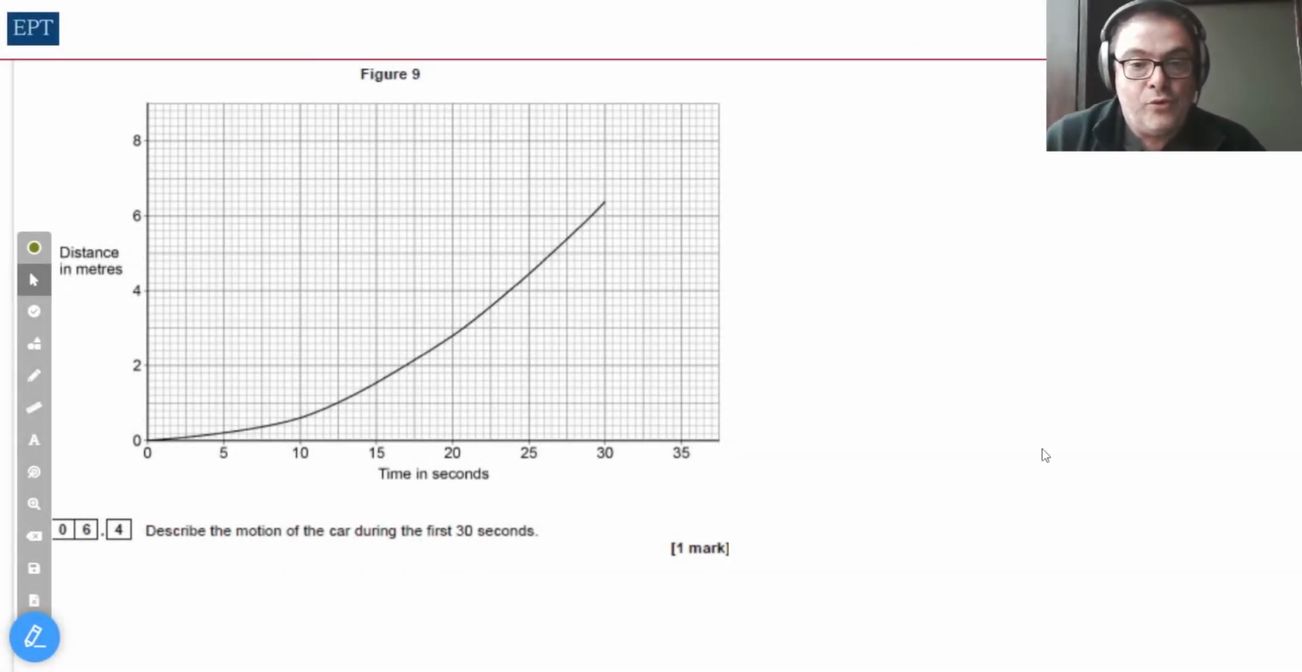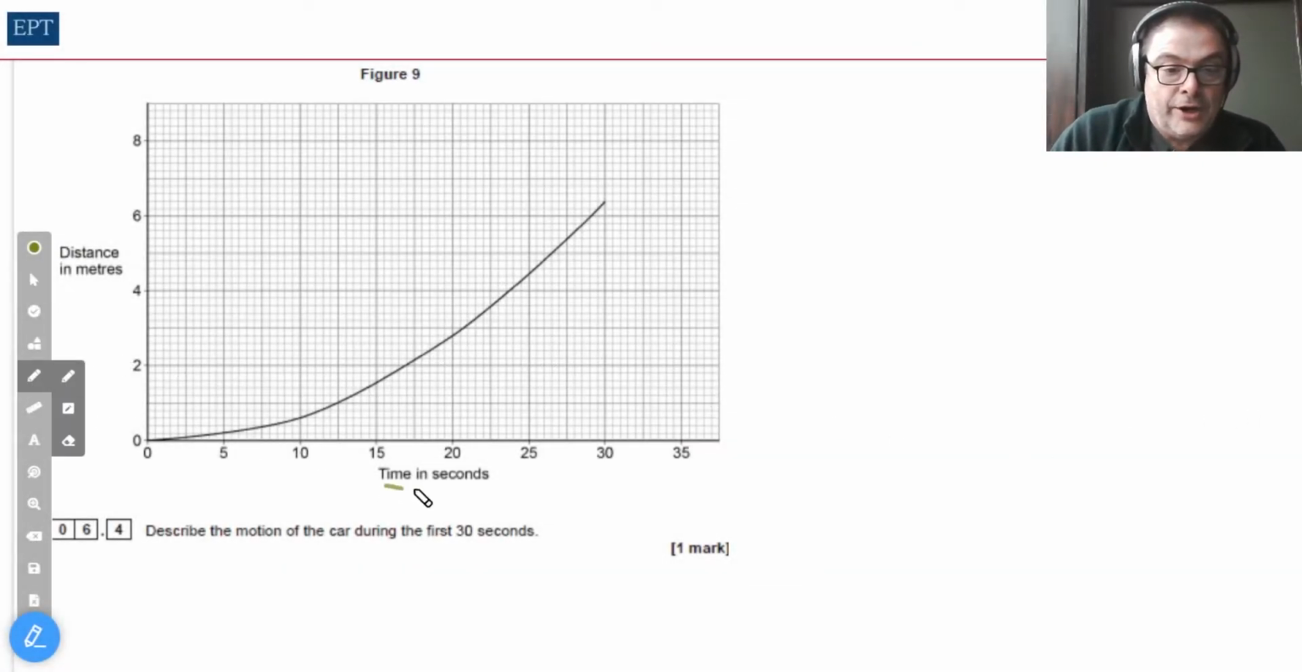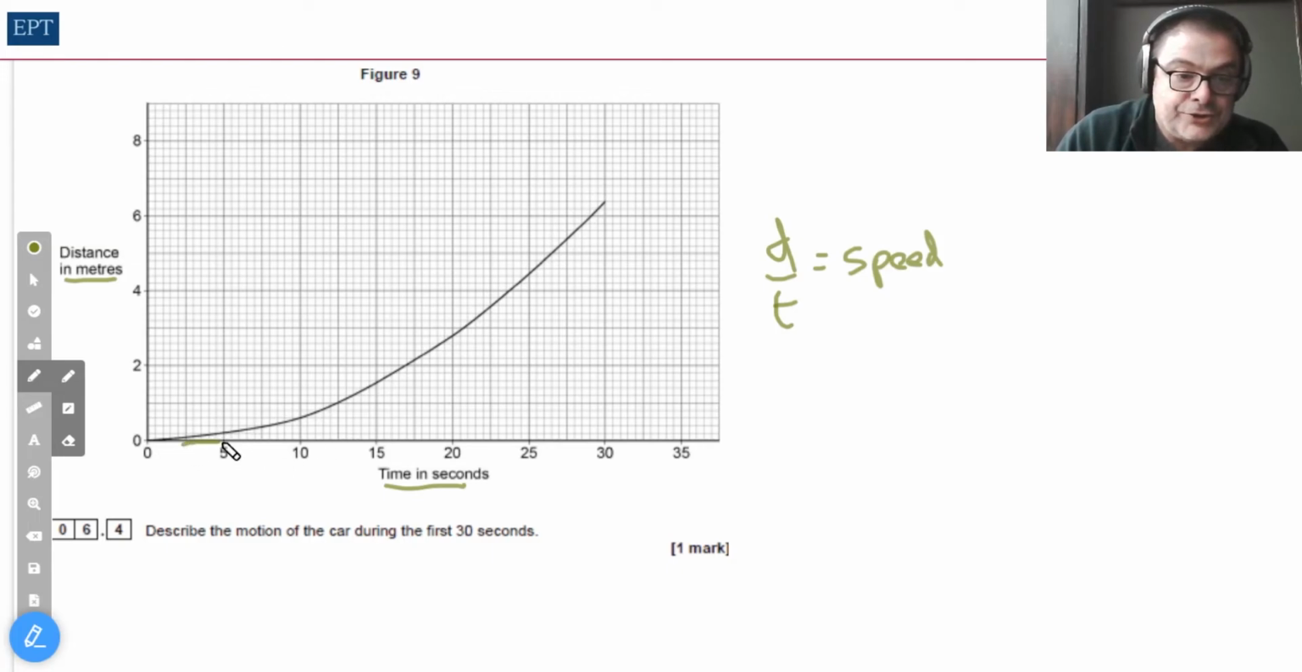In 6.4, we're given a graph of time against distance in meters. Now, it's worth pointing out that if you have time and distance together and you do the y-axis divided by the x-axis, that's going to be distance over time, which of course you know is speed. So that means that the gradient of this graph is the speed. And as you can see, the gradient is kind of low and getting steeper, therefore the car is accelerating, or you could just say speeding up.